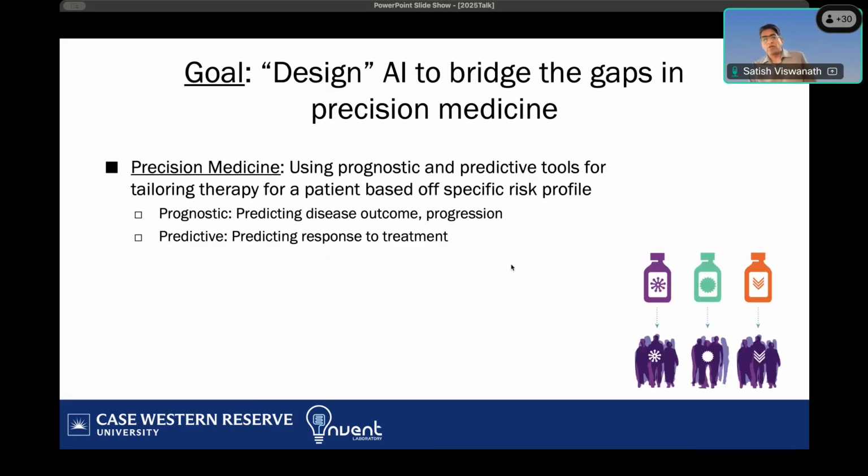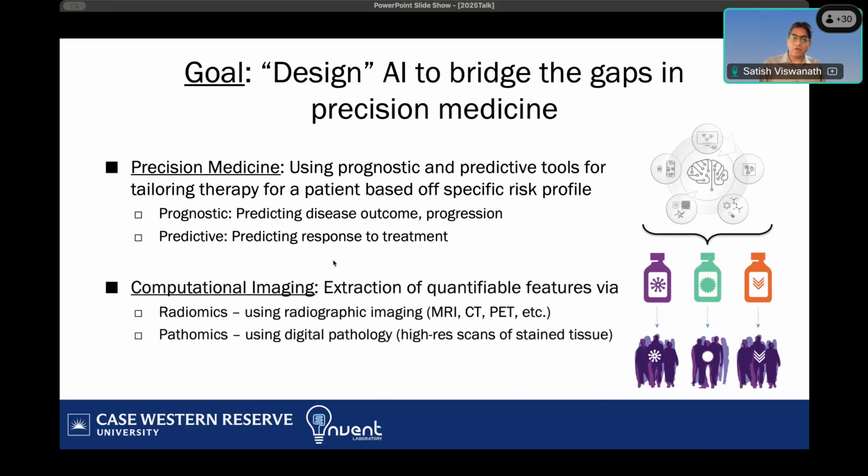So how can we do this? The idea I'm going to try and pitch to you is that we could start to do this by building these precision medicine tools. And precision medicine tools themselves can be broken up into prognostic tools, where you're predicting outcome or progression, or predictive tools, where you have different treatments. You're trying to figure out which treatment fits which patient most accurately.